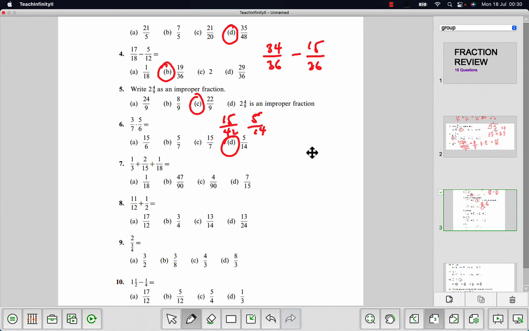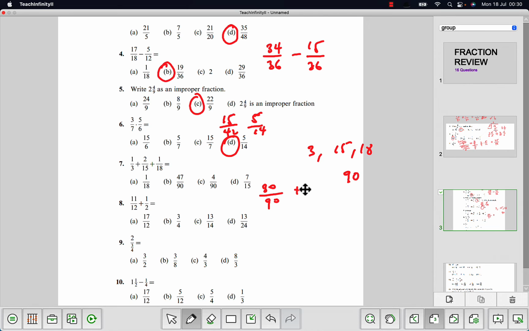So if you look at it, this is 3, this is 15, this is 18. So if you find the multiples of 3, multiples of 15, and multiples of 18, you obviously are going to realize that the lowest common multiple that you're going to see is 90, right? So how do we get 1/3 to be 90? By multiplying by 30, right?